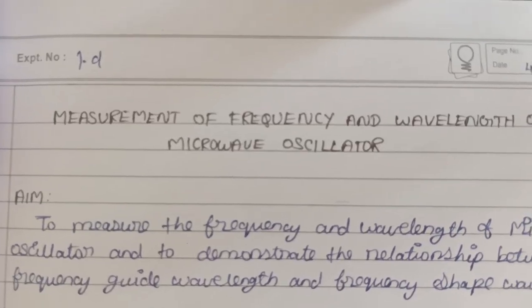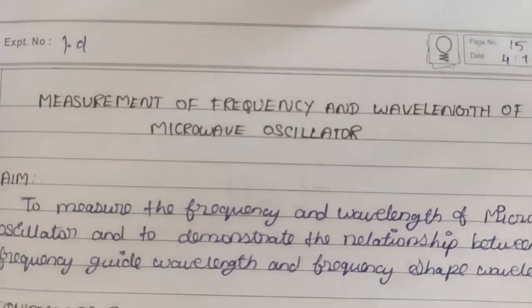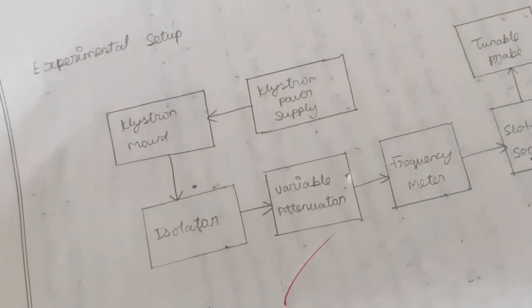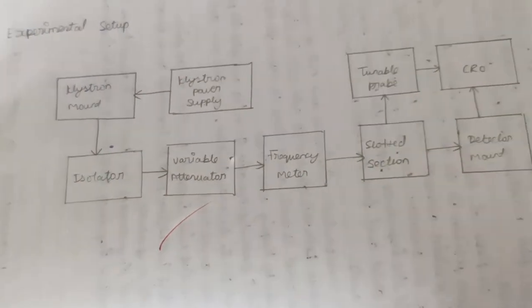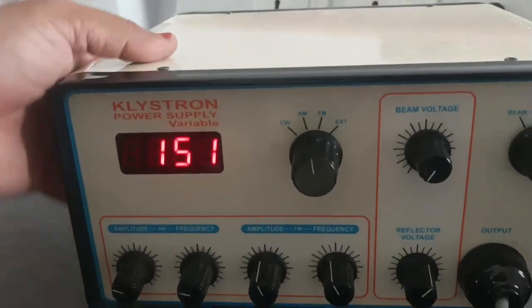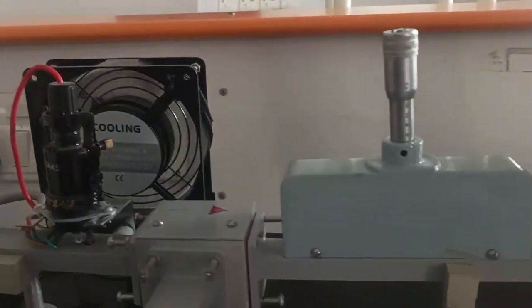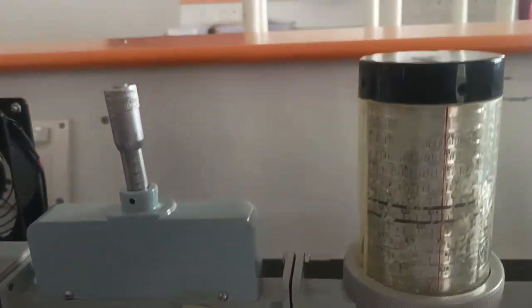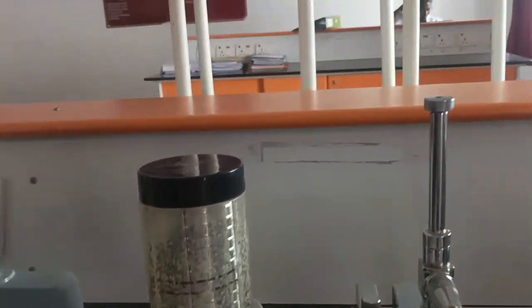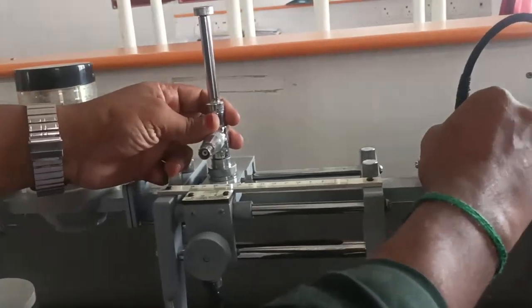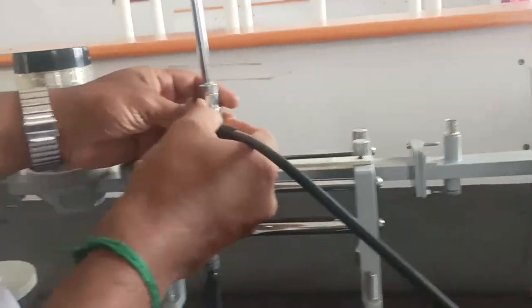Hello everyone, today we are going to discuss the measurement of frequency and wavelength for a microwave oscillator, and this is the experimental setup, the respective block diagram, and this is the Klystron power supply. Here we are going to connect the CRO probe to the movable slotted line section.